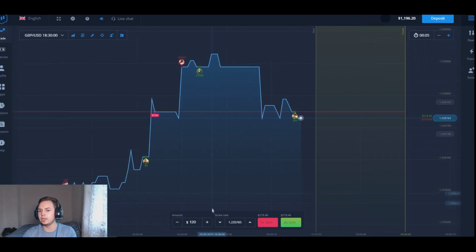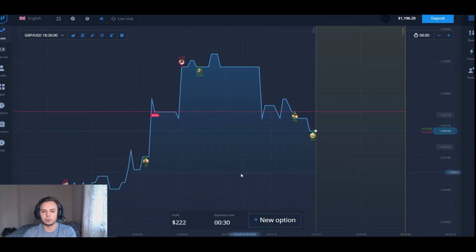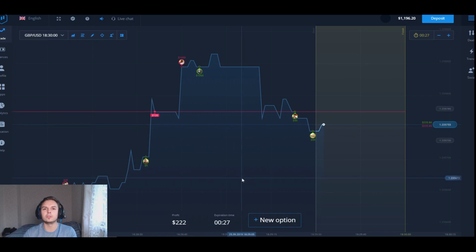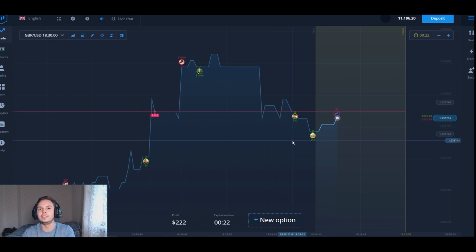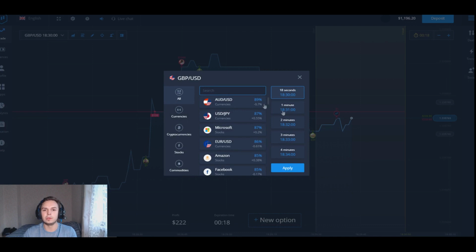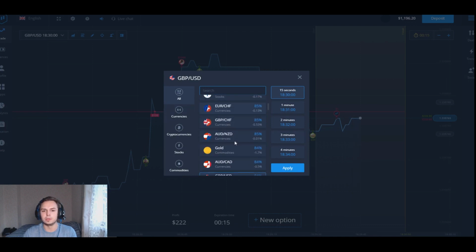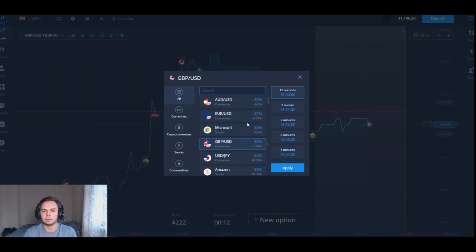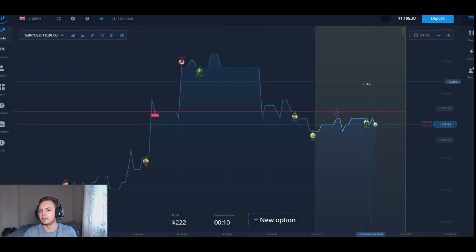So 120. If we lose this trade, we're going to instantly place another trade of 200. It should be like 240, 250, because obviously it's not a 100% return on investment on binary options. It's like 86% or whatever it is on GBP USD at the moment. What is it on GBP USD actually? GBP USD is 86% at the moment. So if we invest 100, we're going to make 186. That's what I mean by that. Let's see if it's going to be profitable. If not, we're going to place another sell trade.